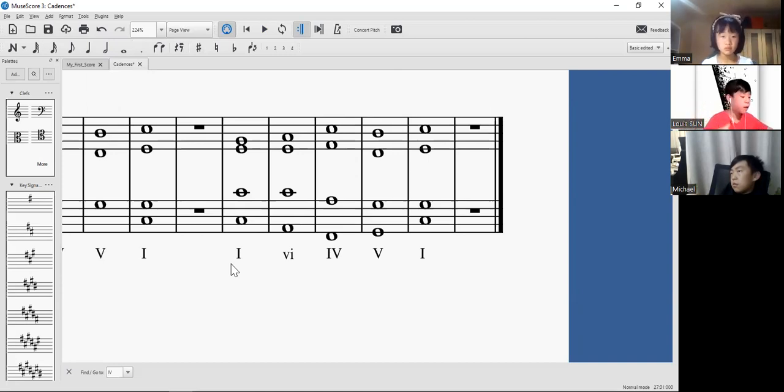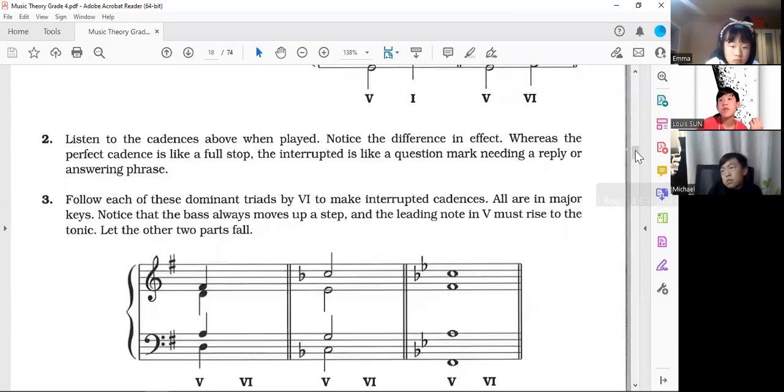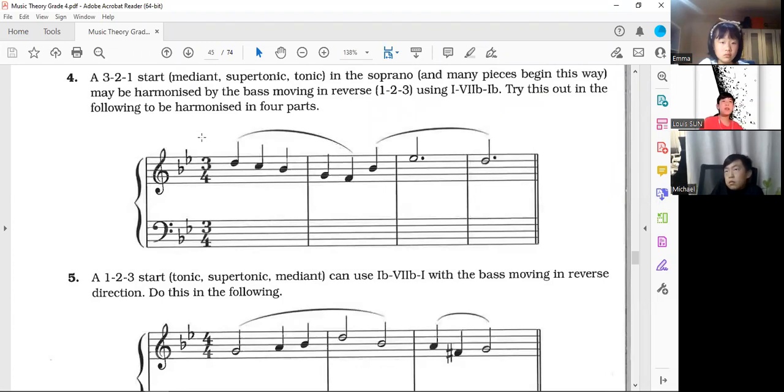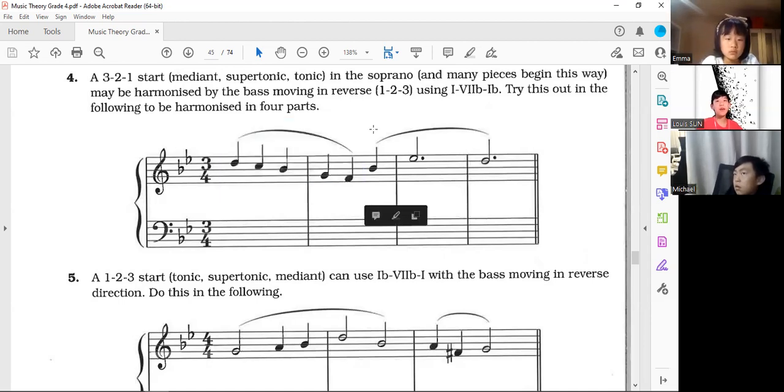You'll most likely be given something like this in the, sorry, no, not that. Let me just scroll down. You'll be given something like this in the exam. There's a 5-chord progression that you have to end with an imperfect cadence.